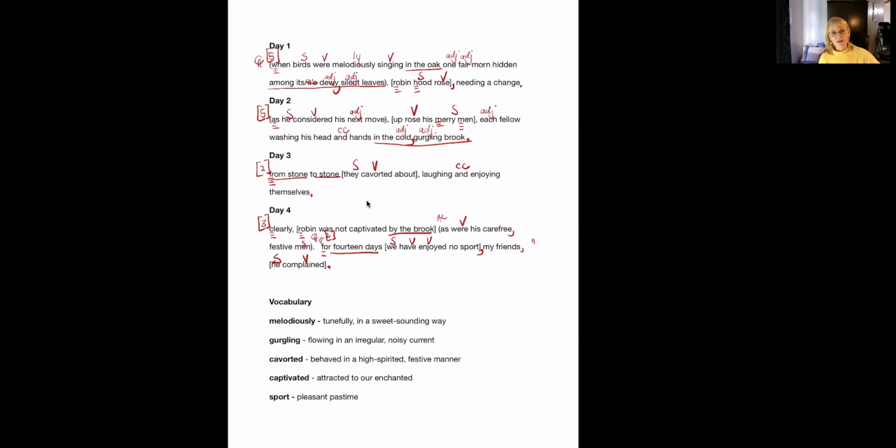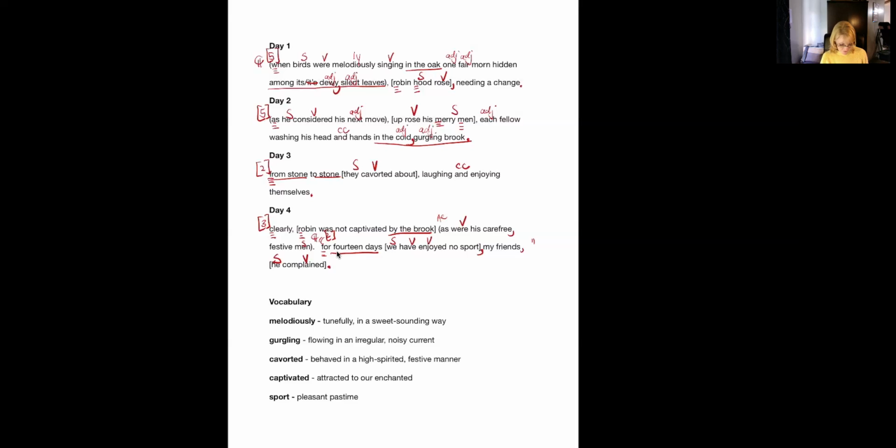So I'm picturing them wrestling and splashing each other in the water. I could be wrong. So day 4, final day. We need to capitalize our first word. This is a number 3 opener. Clearly, Robin was not captivated by the brook, as were his carefree, festive men.